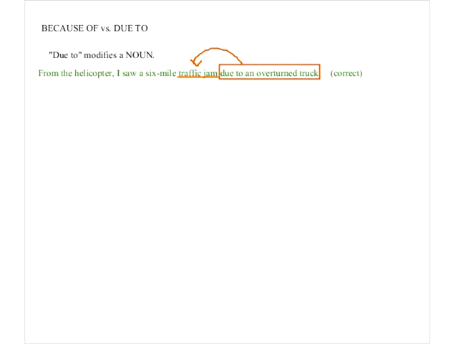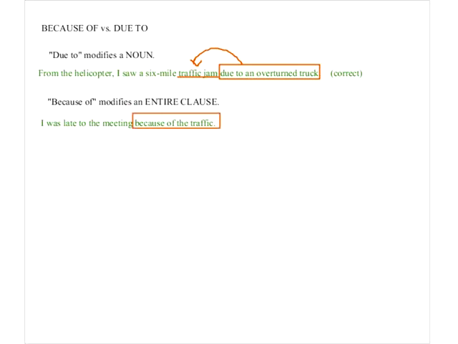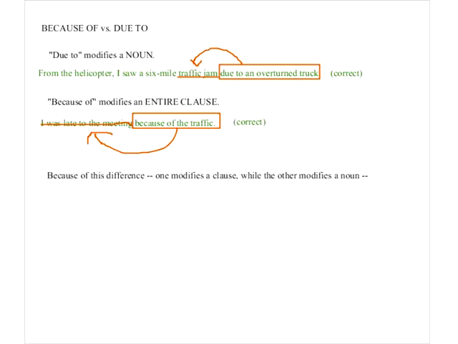Because of modifies an entire clause. So, like, I was late to the meeting because of the traffic. If you said due to here, it would be wrong because the meeting is not due to the traffic. But this is the whole clause, so this is fine. That's also correct. Because these work differently, because one modifies a clause while the other modifies a noun, it is impossible to write a sentence in which both due to and because of could mean the same thing.